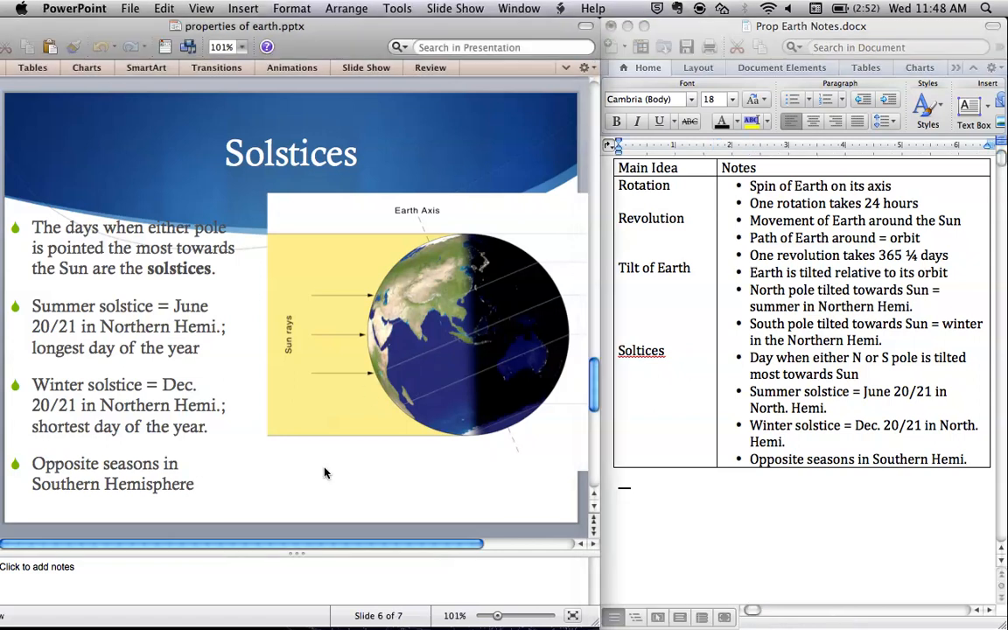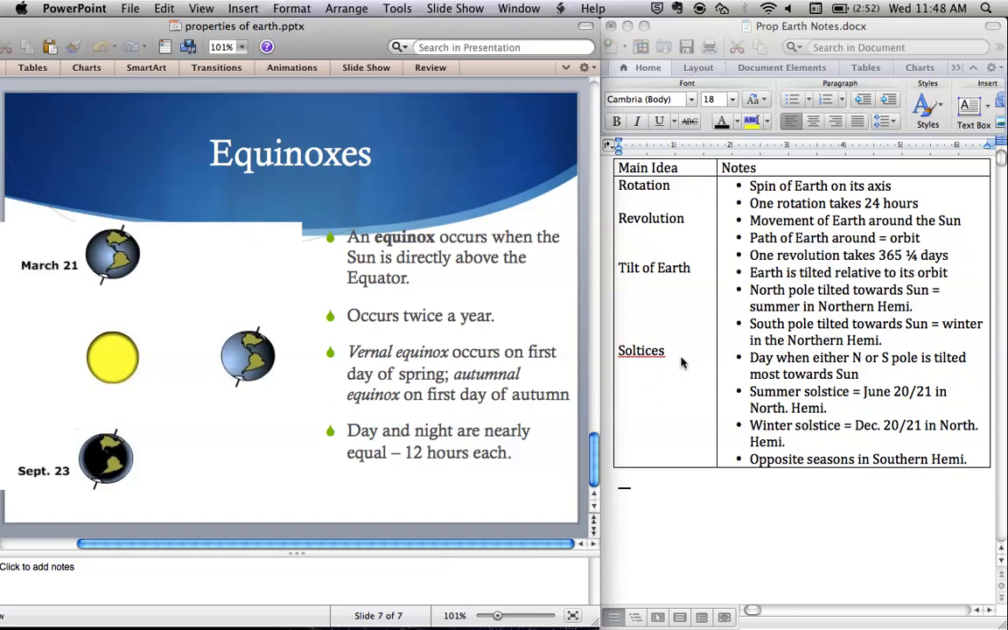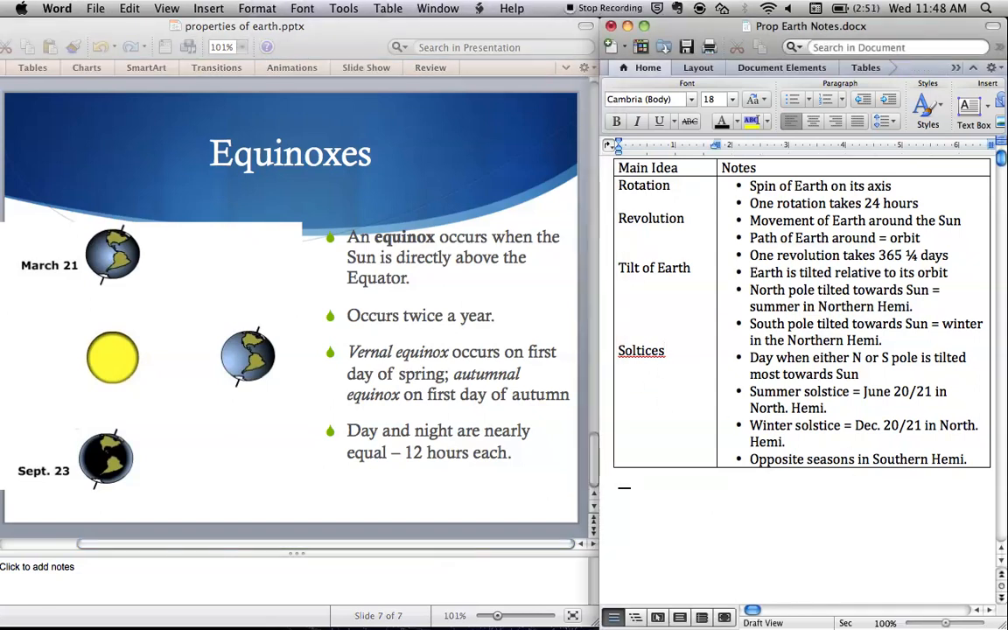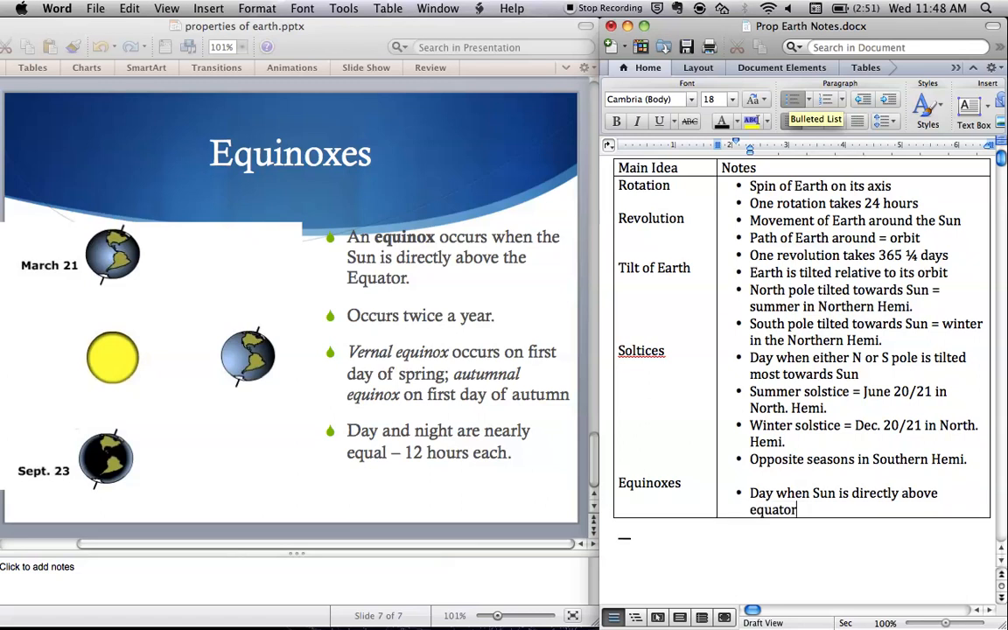And then our other important dates are called equinoxes. This is the start or the end of spring and fall. An equinox is a day when the sun is directly above the equator, so neither pole is tilted towards the sun.